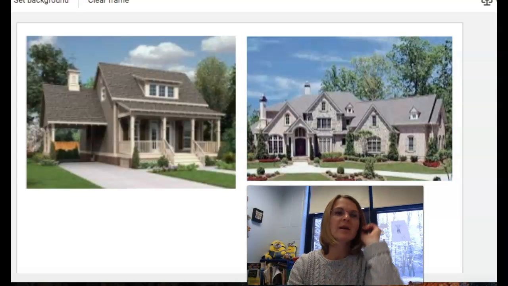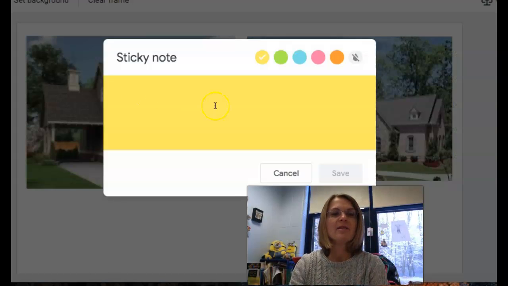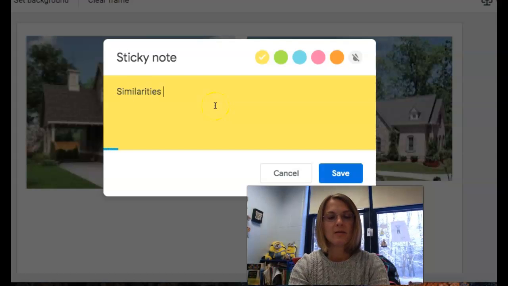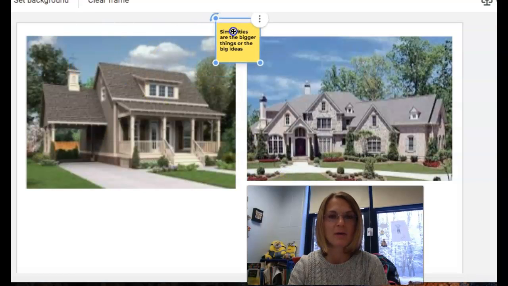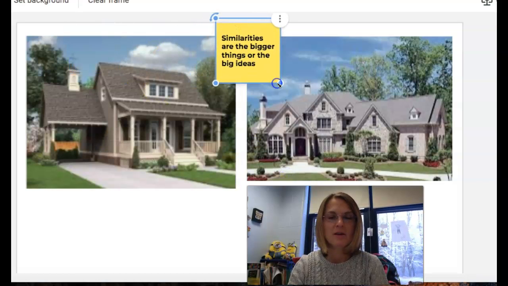So here's what usually happens: the similarities are the bigger things, or the big ideas. Those are kind of like our similarities. So that's what we want to be thinking about. Similarities are the bigger things or the big ideas.